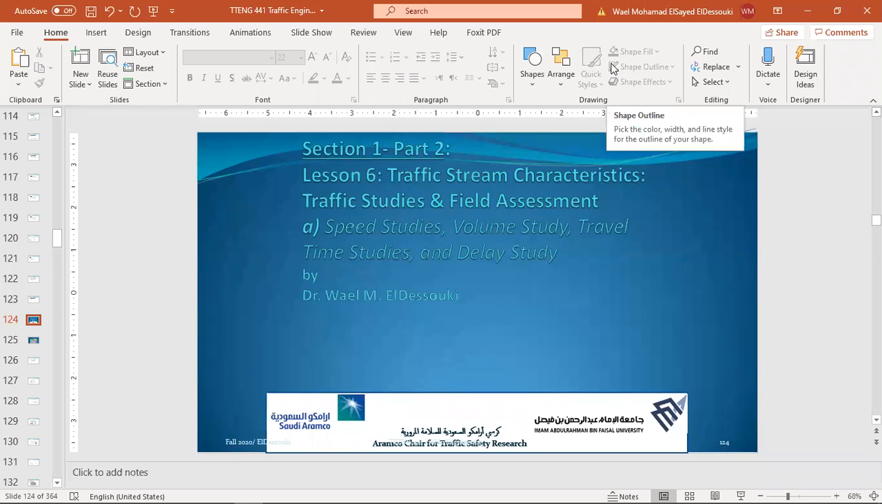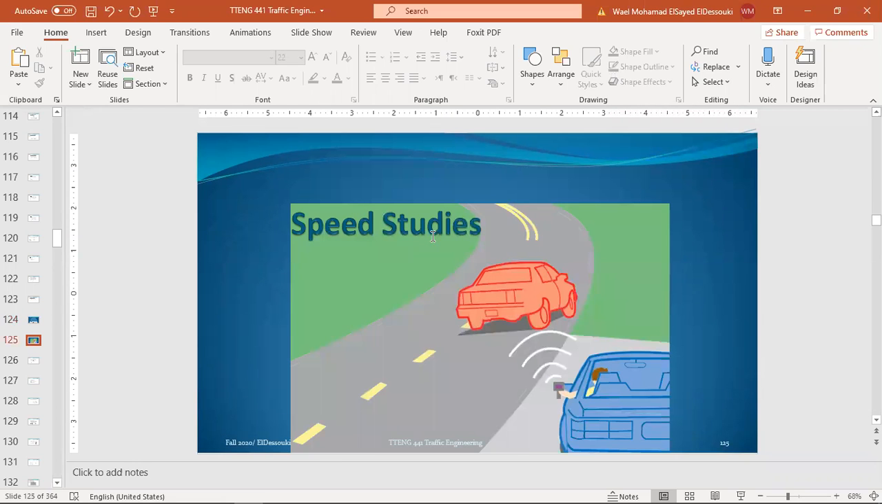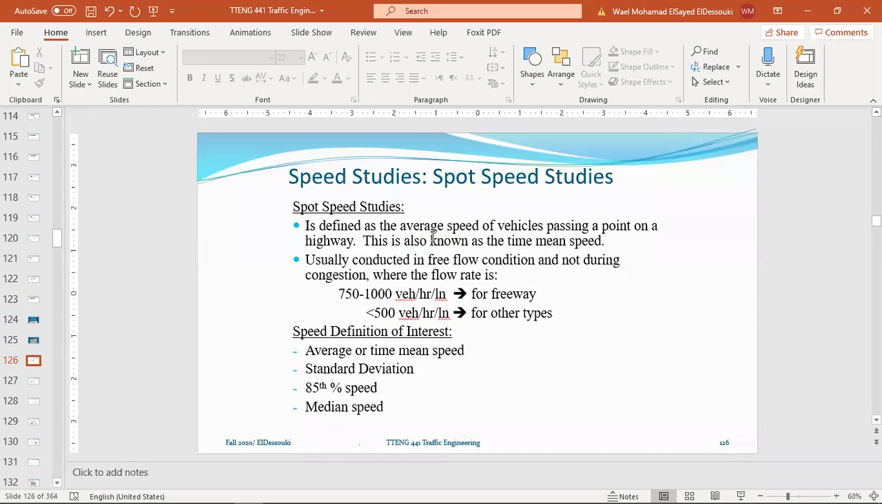Okay. Now we are going to continue on the traffic stream characteristics, traffic studies, and field assessment. That's basically what we discussed regarding the speed studies, volume studies, travel time studies, and delay studies. As we mentioned in the lab, we had the speed study, and we mentioned that usually we conduct spot speed studies.